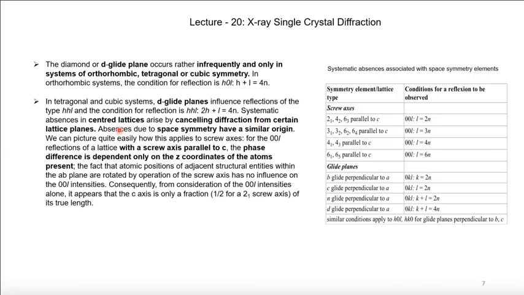So systematic absences in centered lattices are caused by the cancelling of diffraction from certain lattice planes. Absences due to symmetry elements have a similar origin, and by taking into consideration the lattice type and space symmetry elements, we can predict which space group the crystal belongs to.